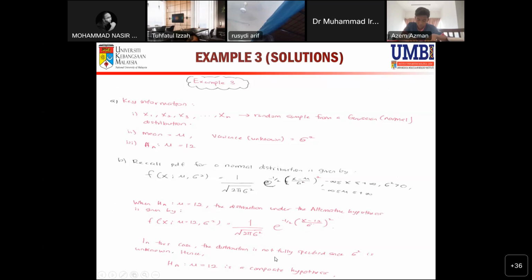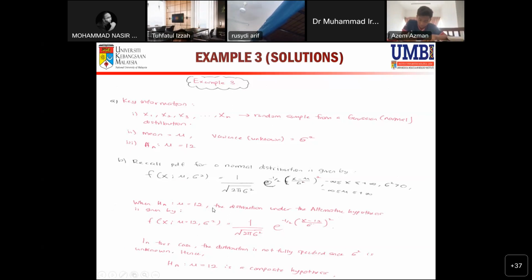So in this case, the full specification of this normal distribution is incomplete. We don't really know what the specific distribution is for this normal distribution under the alternative hypothesis. So in this case, mu equals 12 is a composite hypothesis. But if you know the population variance, for example 12, 24 or 10, then you can substitute the values into the sigma parameters there. So now it becomes a simple hypothesis because you specify the values for both parameters. But if you don't specify the values for all parameters, then it becomes a composite hypothesis.